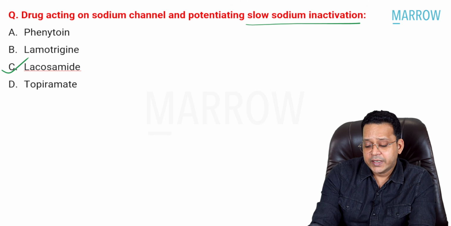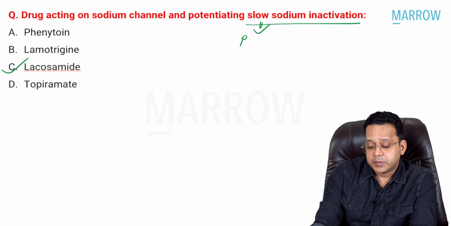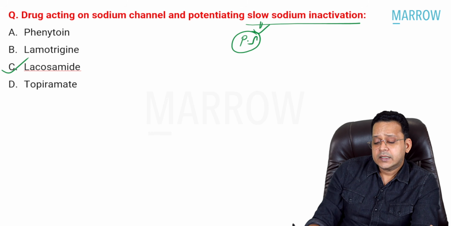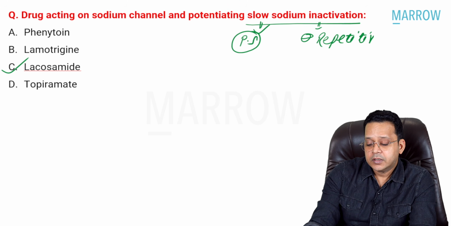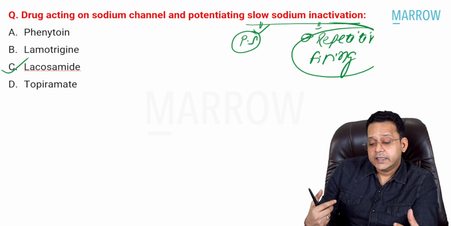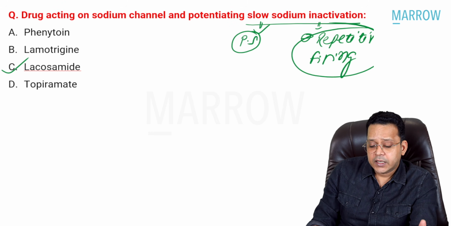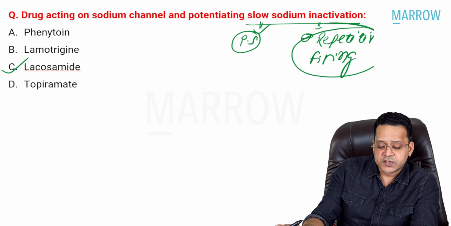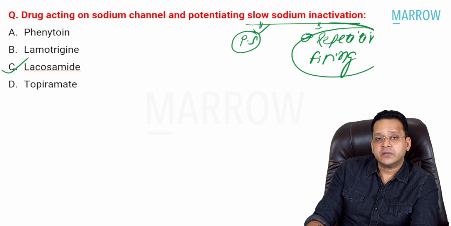And slow inactivation of sodium channel is the reason why I prefer it in partial seizure, because slow inactivation of sodium channel is why it blocks repetitive firing of the neurons. So the sustained repeating firing of the neurons is what is responsible for partial seizure. So lacosamide is a good drug for partial seizure, and that's it, guys. Phenytoin, lamotrigine, topiramate, they have no effect on slow inactivation of sodium channel.